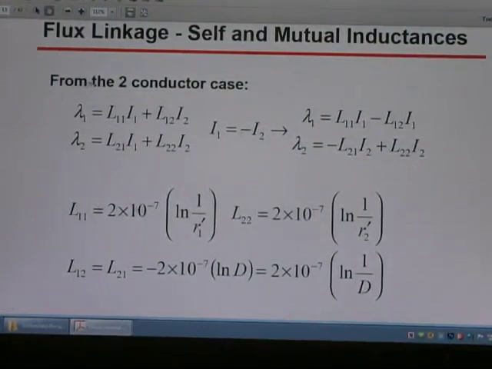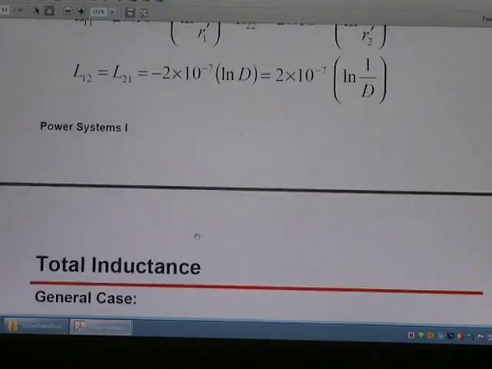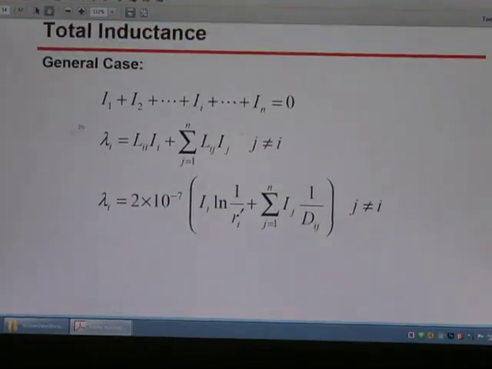The equation covers the flux linkage between the two conductors and the mutual inductance; L12 is the mutual inductance. The total current summation is zero in the flux linkage equation.